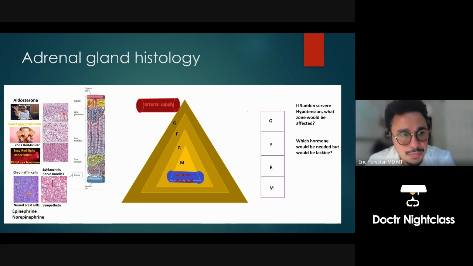The next layer is a little sweeter. The next layer is the zona fasciculata. It's a little sweeter. Fasciculata is like a face, fasciculata. And I hope you remember that you always want to make a sweet face when you're walking around the hospital because you don't know who's looking at you or not.